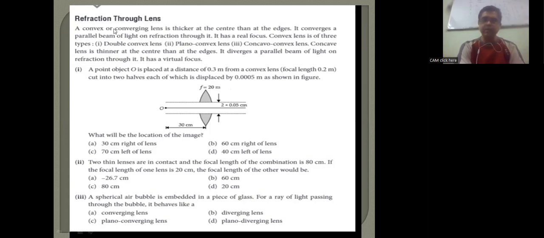Now, friend, if I look at the case study, a convex or converging lens is thicker at the center than at the edges. It converges a parallel beam of light on refraction through it. It has a real focus. Convex lens is of three types: double convex lens, plano-convex lens, concavo-convex lens. Concave lens is thinner at the center than at the edges. It diverges a parallel beam of light on refraction through it. It has a virtual focus.